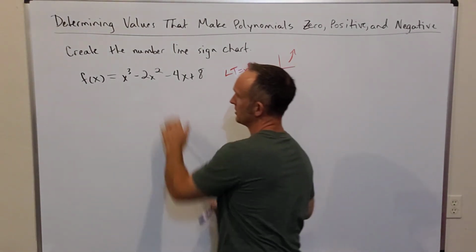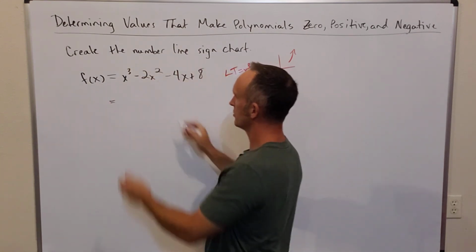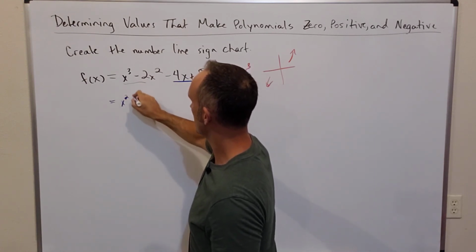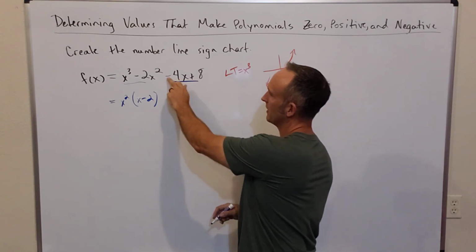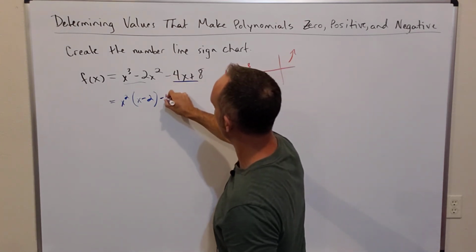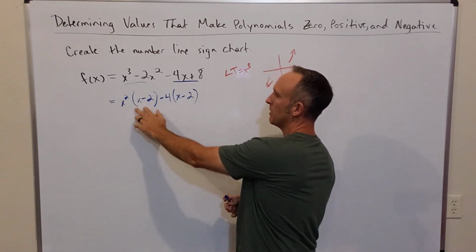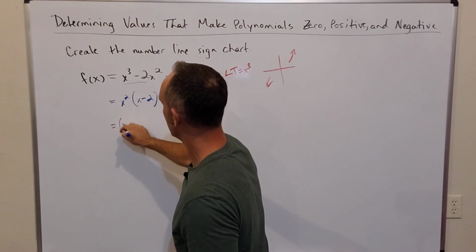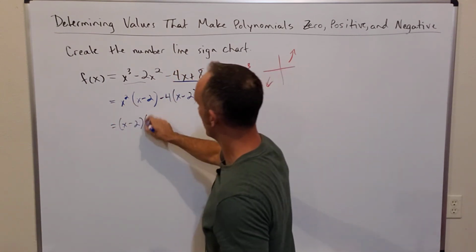So let's run through the process of factoring this guy. There's 4 terms, so I will use grouping. Out of the first 2, I'll pull an x squared, leaving behind an x minus 2. And out of the second group, I've got a negative 4, so I'll pull that out, also leaving behind an x minus 2. And then looking at my 2 groups, they have an x minus 2 in common, so I'll pull that x minus 2 out, which leaves behind x squared minus 4.